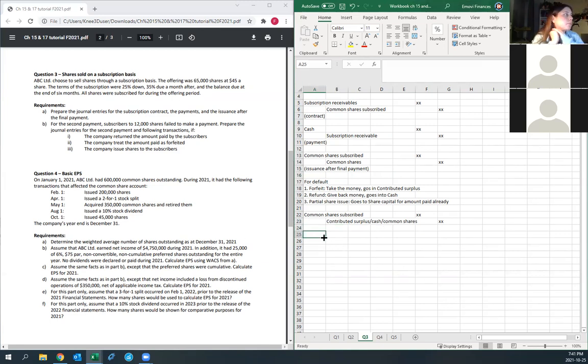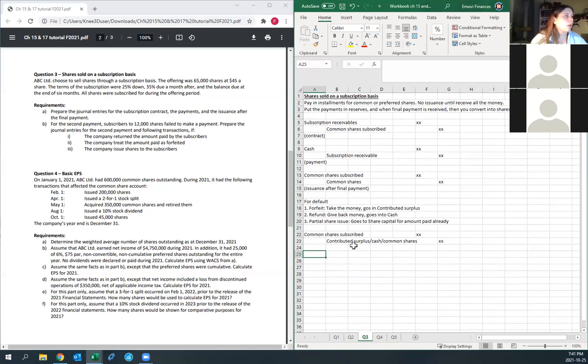So for question 3, ABC Limited chose to sell shares through a subscription basis. The offering was 65,000 shares at $45 a share. The terms of the subscription were 25% down, 35% due a month after, and the balance due at the end of 6 months. All shares were subscribed for during the offering period. First requirement, prepare the journal entries for the subscription contract, the payments, and the issuance after the final payments.